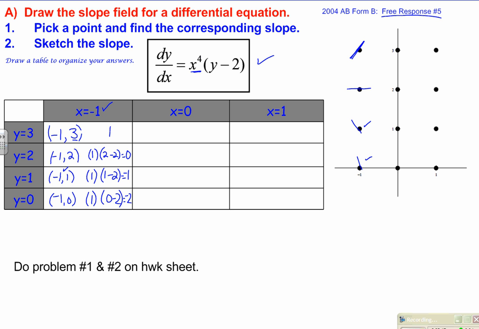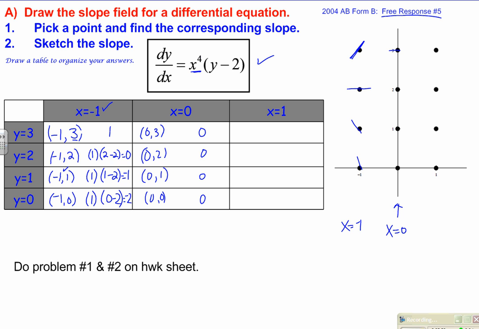Now we're going to focus on when x is 0. This was when x was -1. When x is 0, I have 0, 3 as my location. This x to the 4th will always turn out to be 0, won't it? So I'll have 0 times some number, but 0 times any number is 0. So this is actually going to be a pretty fast column, because all of these locations have an x value that is 0. I'm not going to waste too much time and I'm just going to fill in zeros. Remember that x to the 4th was 0. So these are all just flat lines, aren't they? Horizontal slope gives us 0.